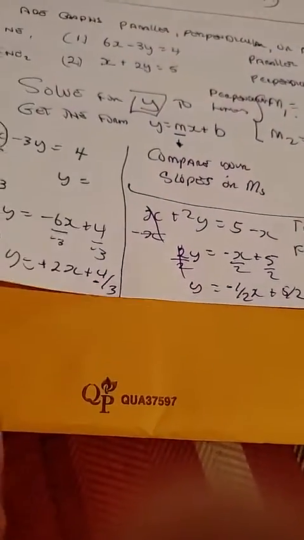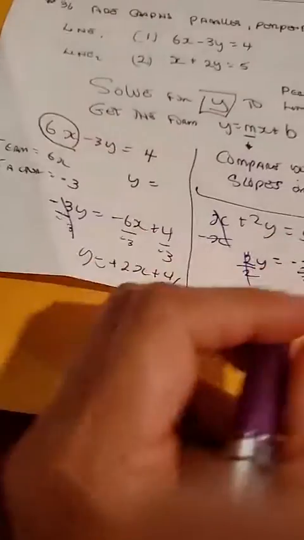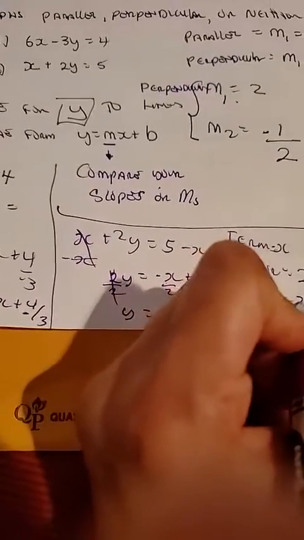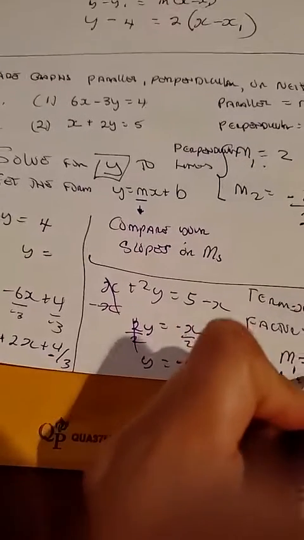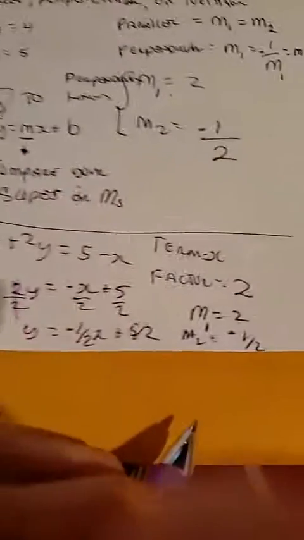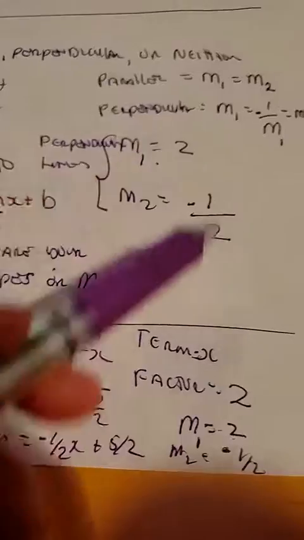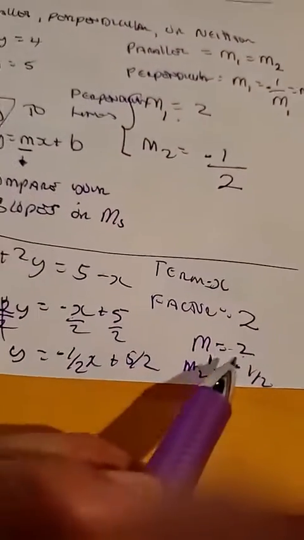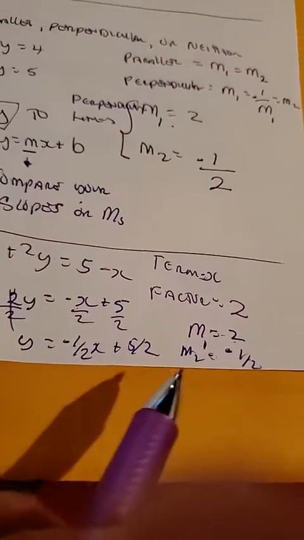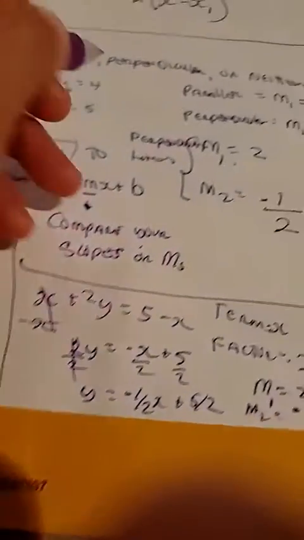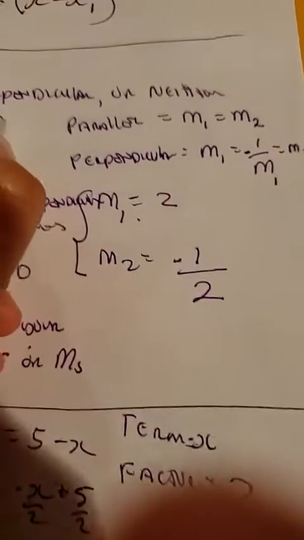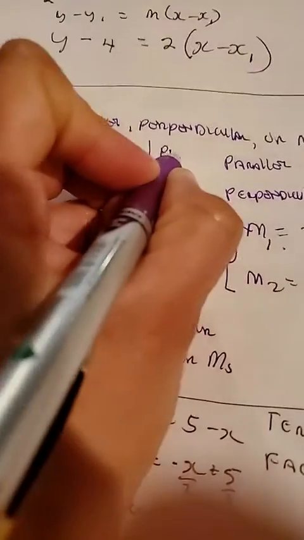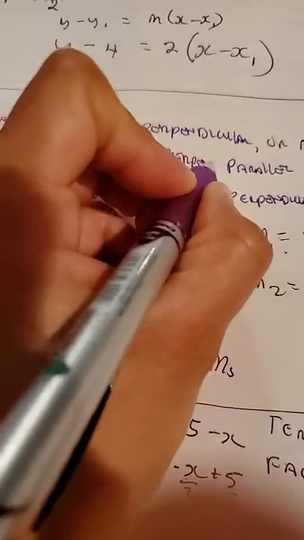All right? So if you notice, in this case, m1 is 2 for the first equation, and m2 is negative 1/2, which, what a coincidence. I was just giving this as an example. The negative reciprocal. So it looks like the answer is that these lines are perpendicular. All right.